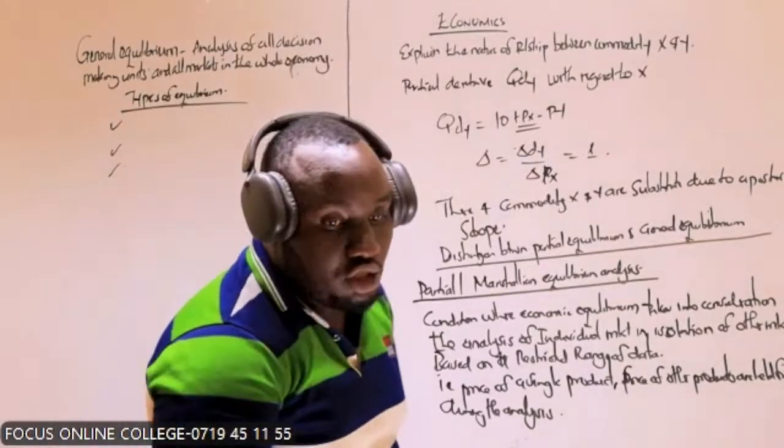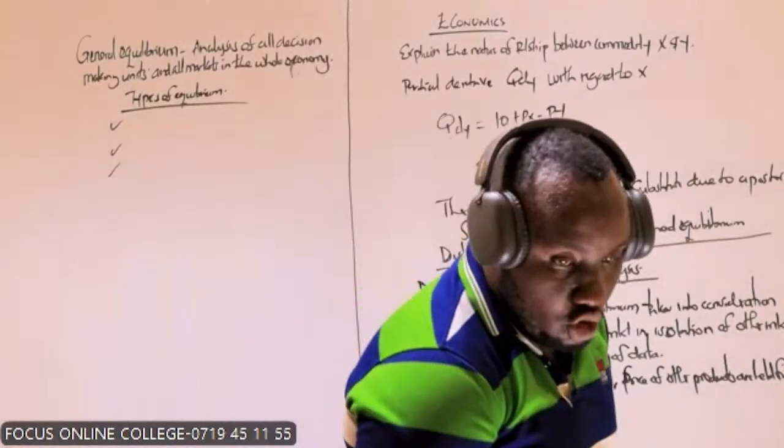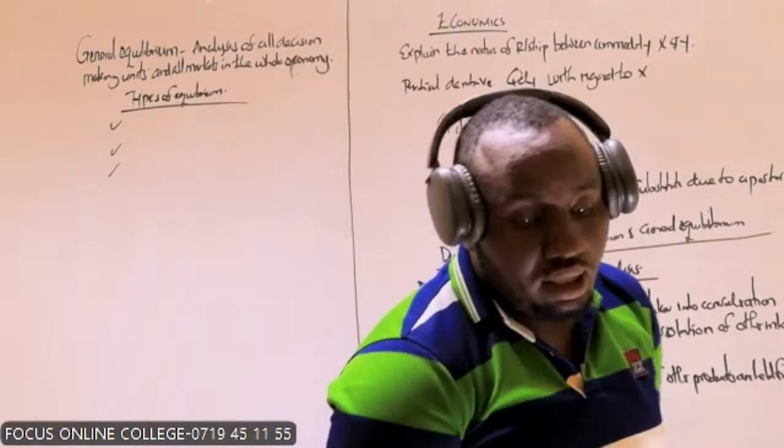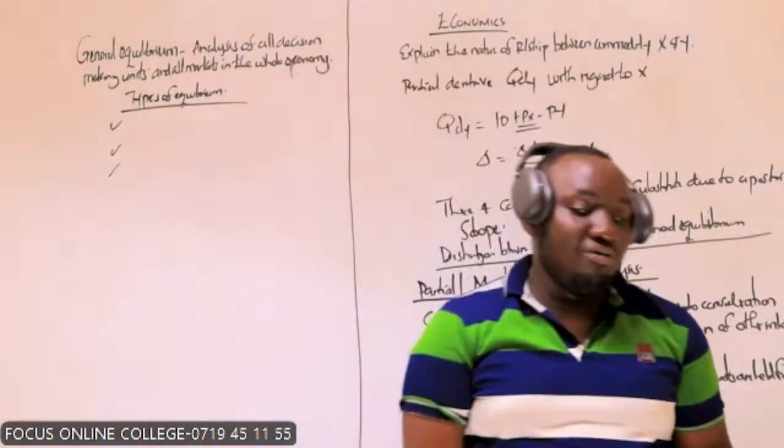We have what we call stable. Then finally, unstable or disequilibrium. Then we have what we call neutral.